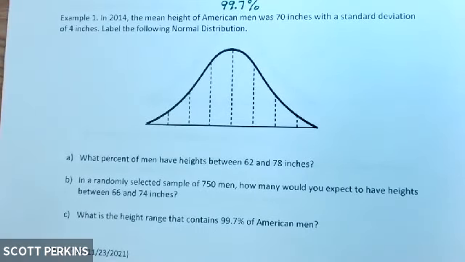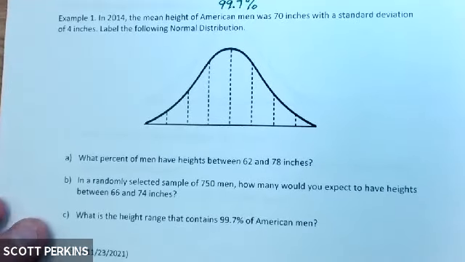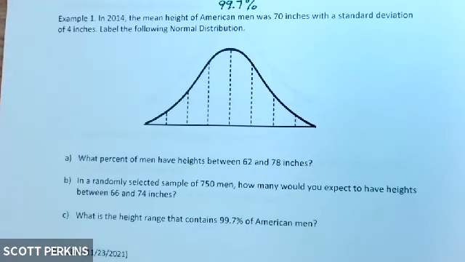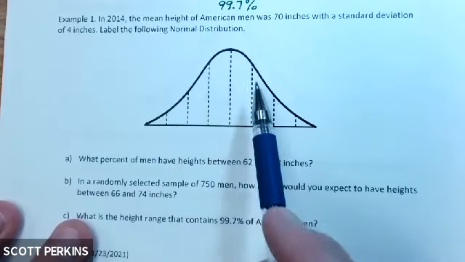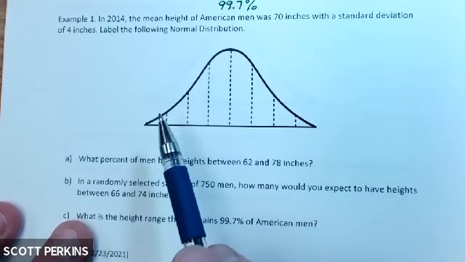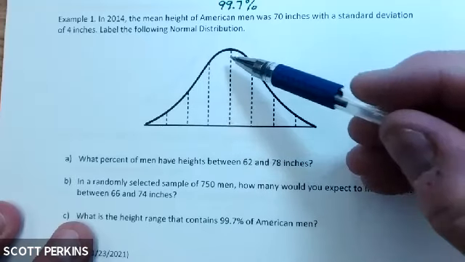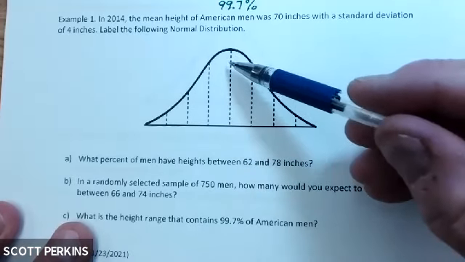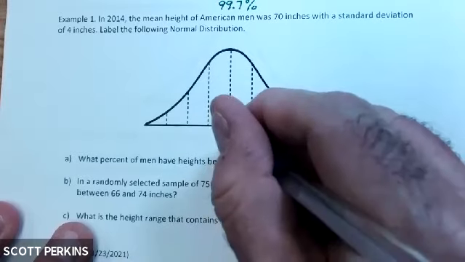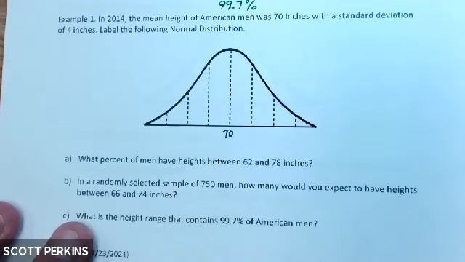In 2014, the mean height of American men was 70 inches with a standard deviation of 4 inches. So what we're going to do is label the following normal distribution. We're going to pretend this normal distribution represents the population of all the men in America, and we are going to put some numbers to these ranges. So the mean is this number right in the middle. How am I going to label this line right in the middle? What's the mean? 70. I'm not going to put the units just because I don't want to crowd this too much. So this is 70.